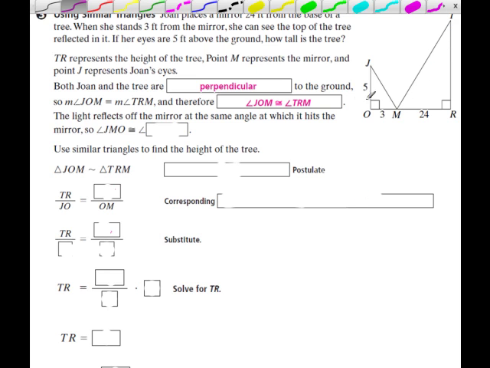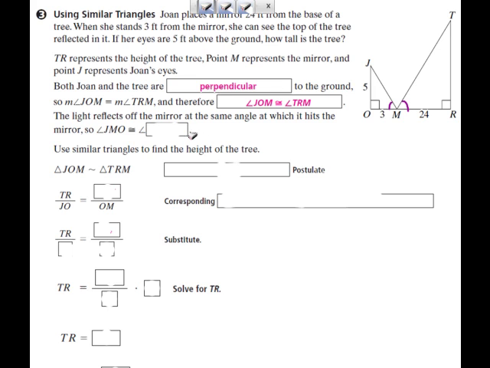So based on the fact that this is a mirror, and this is someone looking into the mirror and the reflection that they're getting, we can say that this angle and this angle are congruent. Just based on the fact that when light reflects off a mirror, it always reflects back at the same angle. So we know that these two angles are going to be congruent as well.